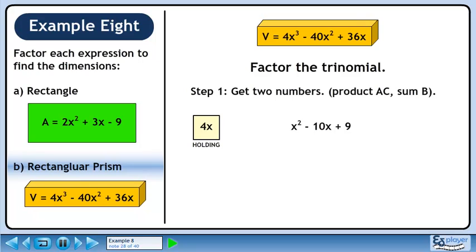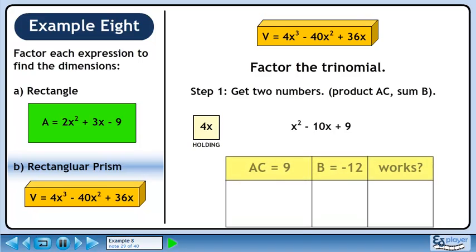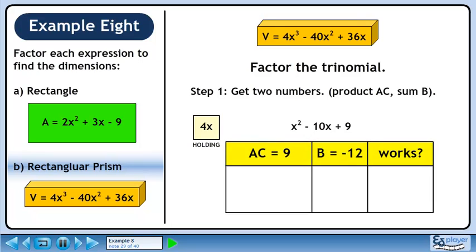In step 1, we will get two numbers with a product of a times c and a sum of b. Create a table to record our work. First try minus 3 and minus 3. These numbers add up to minus 6. They don't work since we need a sum of minus 10.